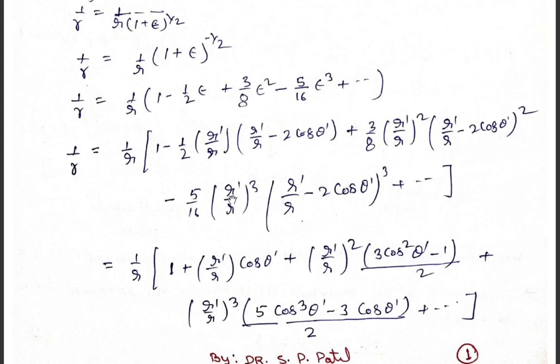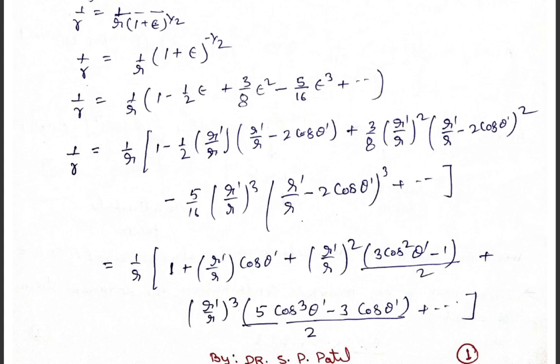Obviously, if you see here, that is (r prime upon r) cube, and here it will give r prime upon r and r prime upon r, because it is square, so it will give the quantity to power 4. So obviously one quantity will be here and another quantity, if you do that, one quantity will be here after multiplication. After multiplication one power will be there. So if you separate that, we will get r prime upon r to power cube, that is (5 cos cube theta prime minus 3 cos theta prime) divided by 2, plus higher order terms. Similarly, we can find out the power series in r for higher order terms also.